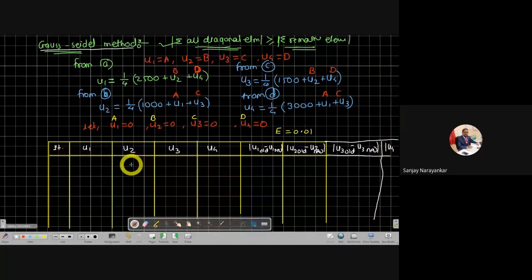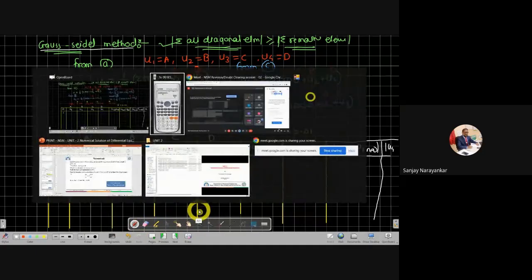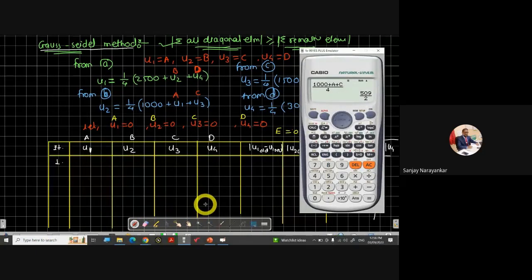Okay. So you can write here. Now we have to find out U1. For us, U1 is A, U2 is B, U3 is C, and U4 is D. Now I have to find out U1. So use the calculator. What's the equation for U1?